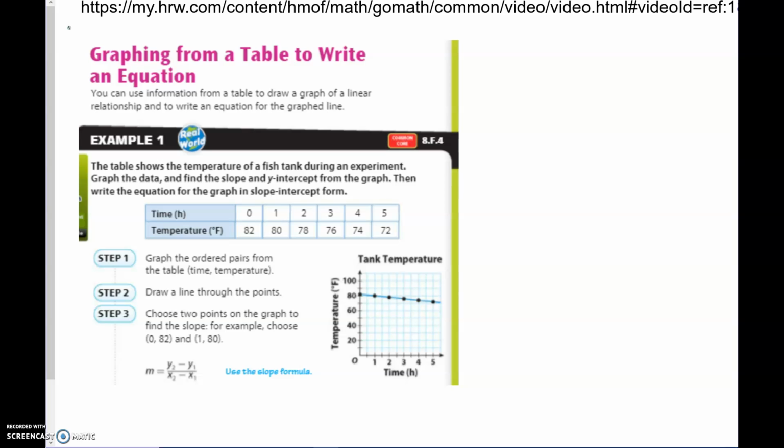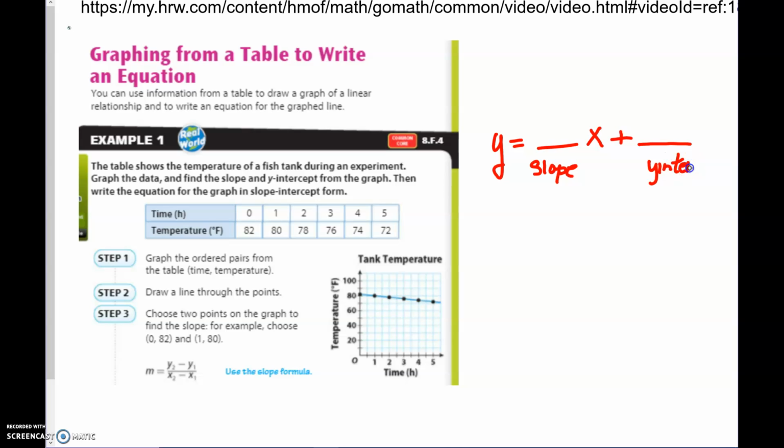In here it says you can use information from a table to draw a graph and to write an equation. So example 1, the table shows the temperature of a fish tank during an experiment. Graph the data and then find the slope and y-intercept, then write the equation. So our ultimate goal is we are going to write an equation. So we're looking for slope and we are looking for the y-intercept.